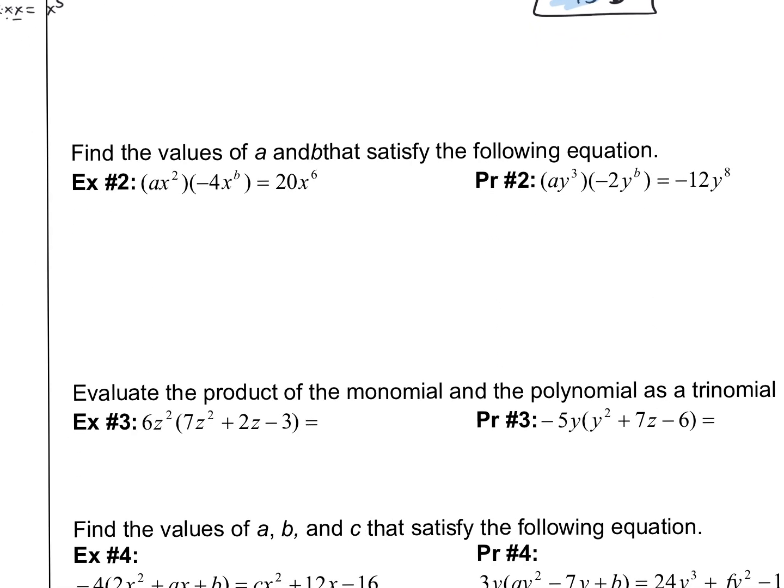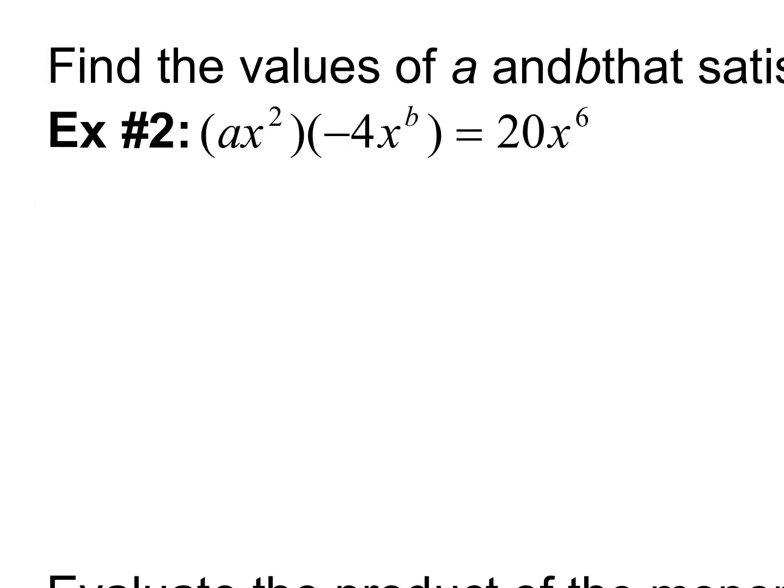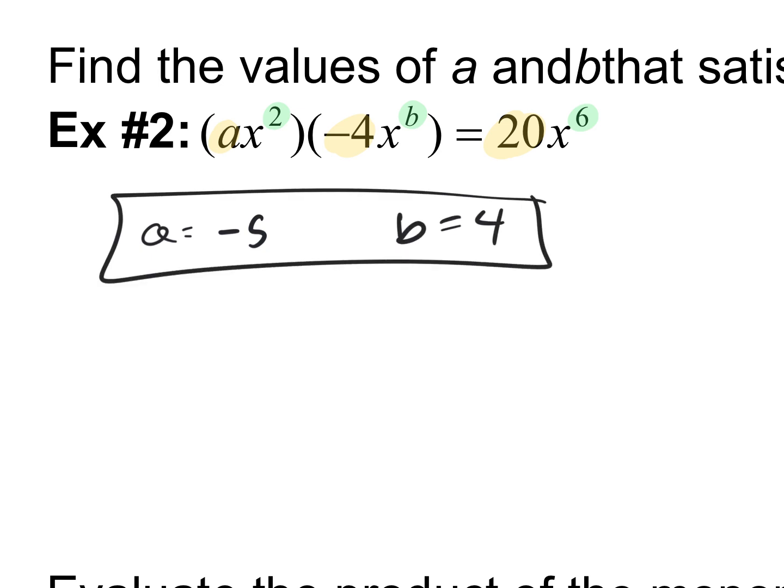Okay, let's go to the next problem here. Now it says find the values of a and b that satisfy the following equation. All right, so let's think about this. What we're really saying here is what value times -4 would equal 20? Well, what times -4 equals -20? That's easy. It's -5. So a would have to be -5, right? -5 times -4 makes positive 20. And then what we're saying next is x squared times x to what would make x to the 6th. Well, since we know that we have to add here, 2 plus what would make 6? It'd have to be 4. And so we could say that b has to be 4. Box our answers. We're ready to go.